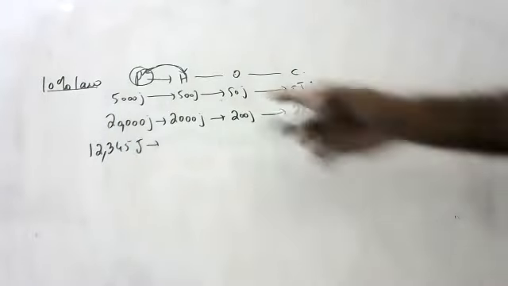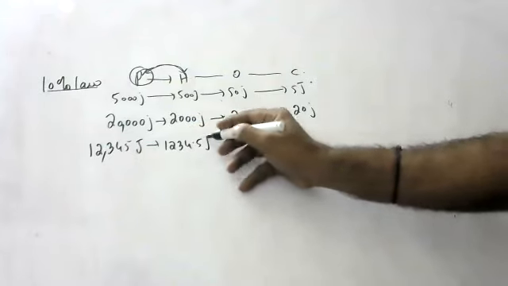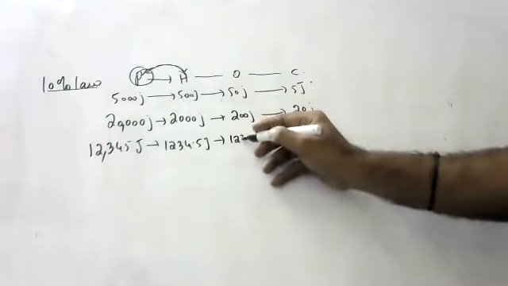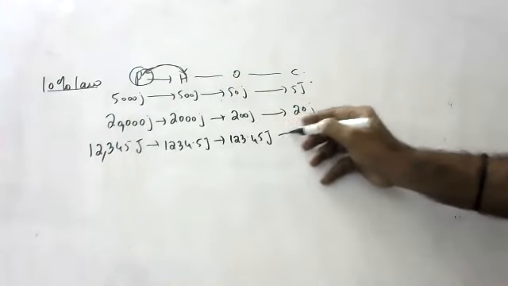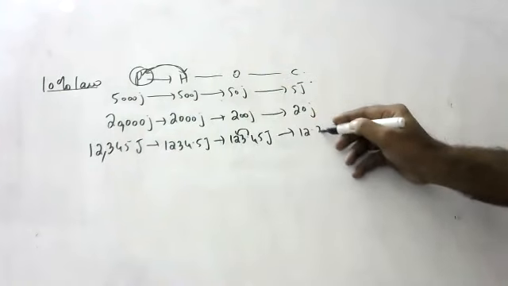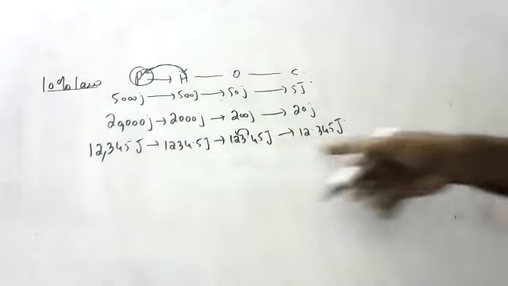When herbivores eat producers, you will get 1234.5 joules. When omnivores eat herbivores, you will get 123.45 joules. When carnivores eat omnivores, 12.345 joules. Like this, the energy is decreasing at a 10% rate.